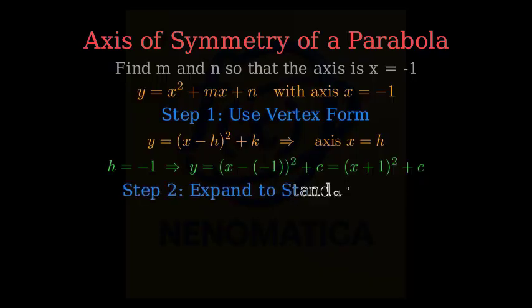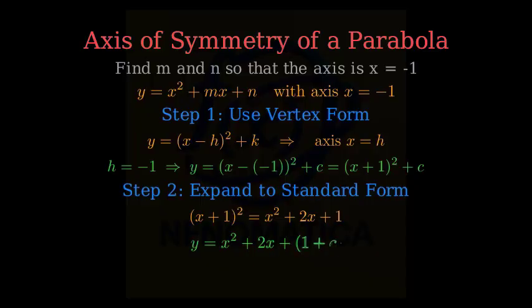Step 2. Now expand the quantity x plus 1 squared. We get y equals x squared plus 2x plus 1, and then plus c. So y equals x squared plus 2x plus 1 plus c. That is y equals x squared plus 2x plus open parenthesis 1 plus c close parenthesis.